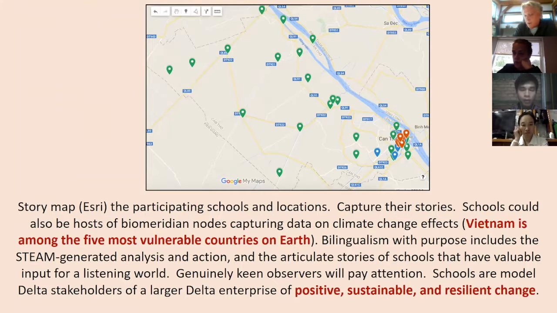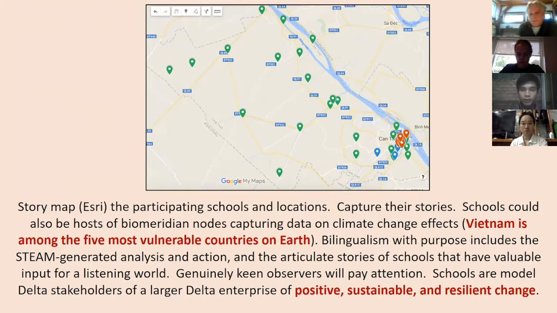Another thing that could be really, really valuable is each of those global classrooms could be a biomeridian node that captures data on climate change. I won't go into what biomeridian means, but we know what climate change is. And there's really simple metrics that could be handled on a high school campus to capture basic metrics of climate change. Vietnam is among the 5 most vulnerable countries on Earth to the effect of climate change.